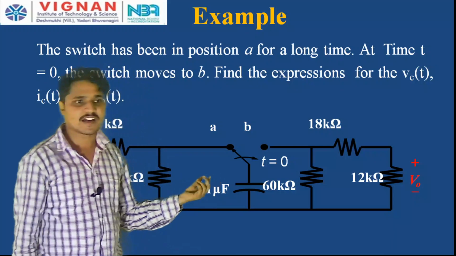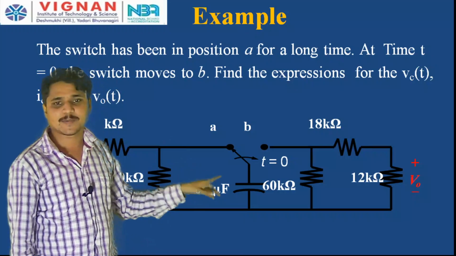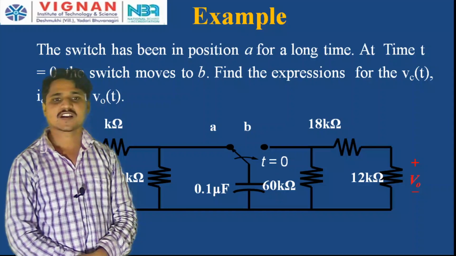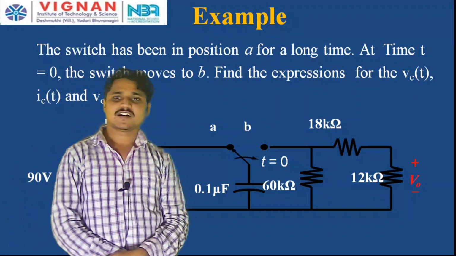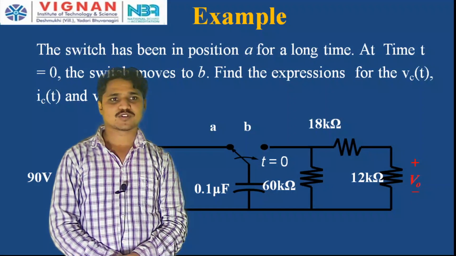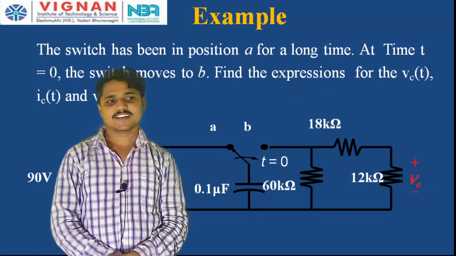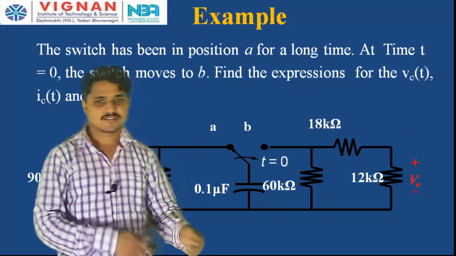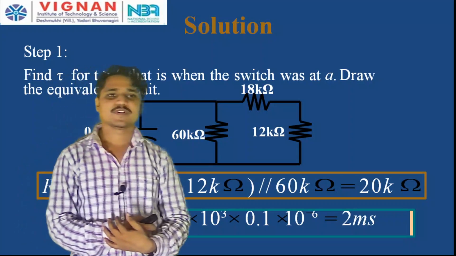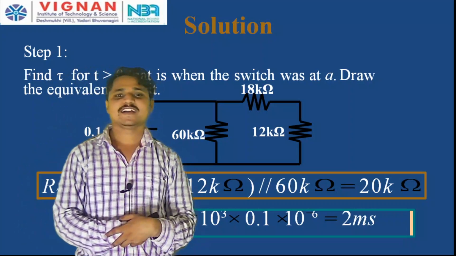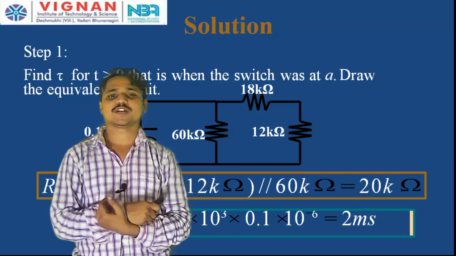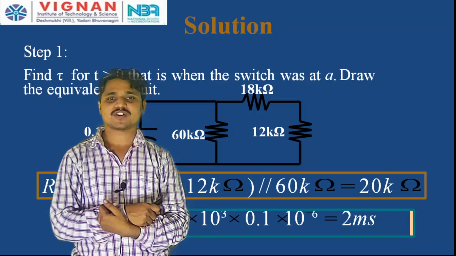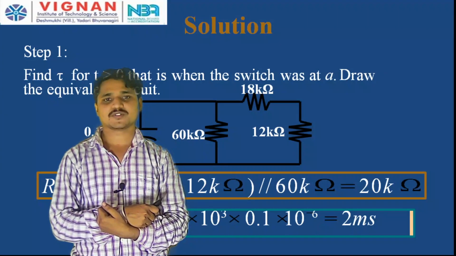Now, see here, resistors are there, capacitor is there. This is a first order RC circuit. So, let us find the voltage across the capacitor, current flowing through the capacitor, and voltage across the resistor. What is the first step? First we have to find the time constant tau when t greater than 0. That means after the switching action, first we have to find the time constant of the circuit.